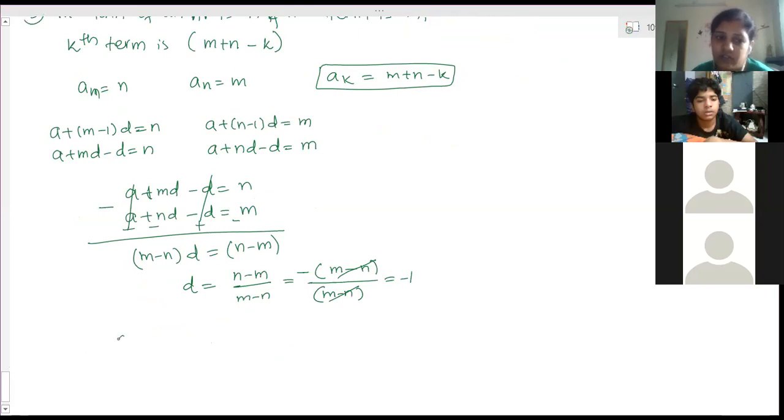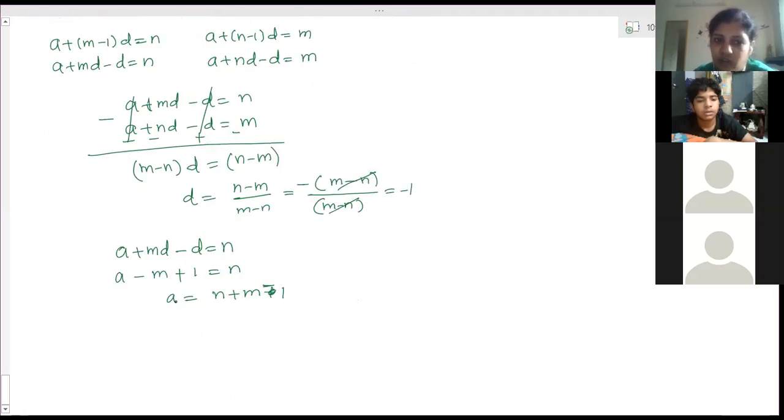Then substitute in any one of the equations. a plus md minus d is equal to n. a minus m minus 1 is equal to n. So a is equal to n plus m plus 1. Minus 1 plus 1, this will become minus 1. d value is minus 1, so minus minus plus 1. So n plus m minus 1 is the value of a.